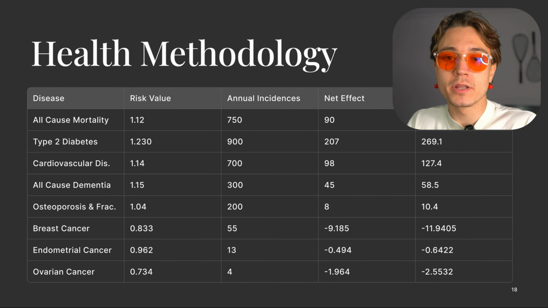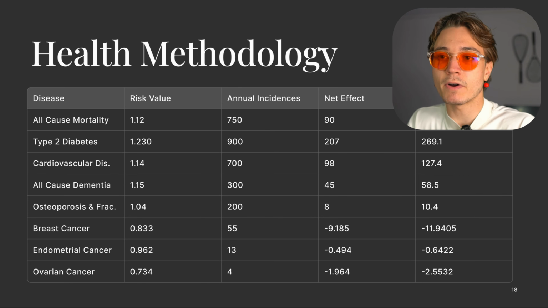Here I created a table that briefly summarizes some of our findings. Some of this data is more straightforward than others. So for instance, risk value is obvious, getting the net effect is obvious. Why do we scale to 130,000 people? This is because this is the number of women that enter menopause before 45 in the US, and we want to make sure that our data represents reality.